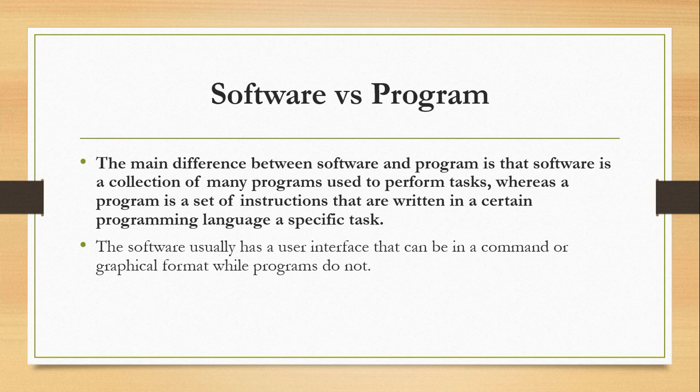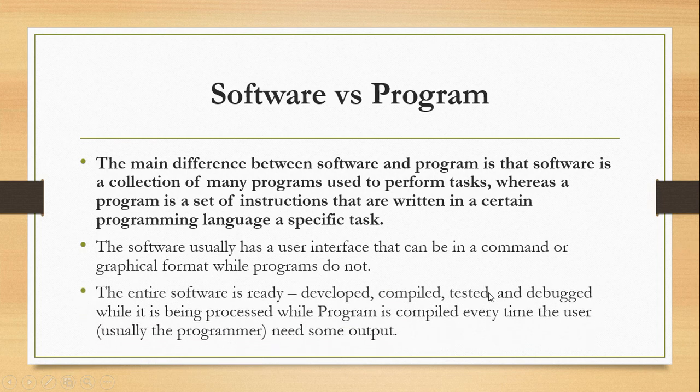While programs do not usually have a user interface. Lastly, we'll say the software is ready. When we talk about software being ready, that means it has been developed, compiled, tested and debugged, while the program is simply processed or compiled anytime the user, or usually the programmer, needs an output. So that is when we talk about the differences between software and program. These are the major things that come to your mind.